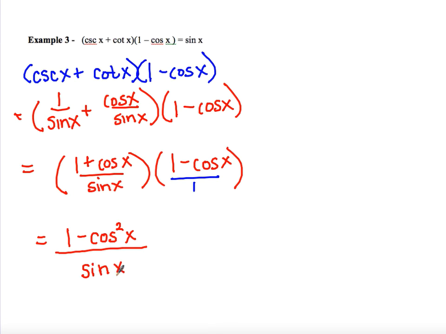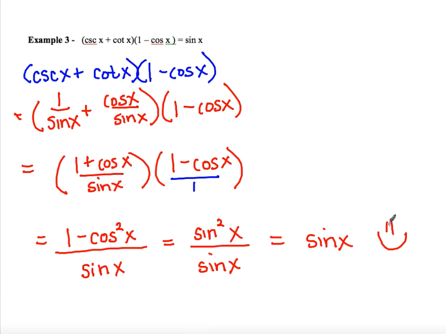We still have a sine in the denominator. And then 2 more steps, I guess. 1 minus the cosine squared, what's that equal to? You should be thinking of that as your Pythagorean identity. So that's going to be equal to the sine squared divided by the sine, and then my very last step, sine squared over the sine, simplifies to the sine. Isn't that fun?